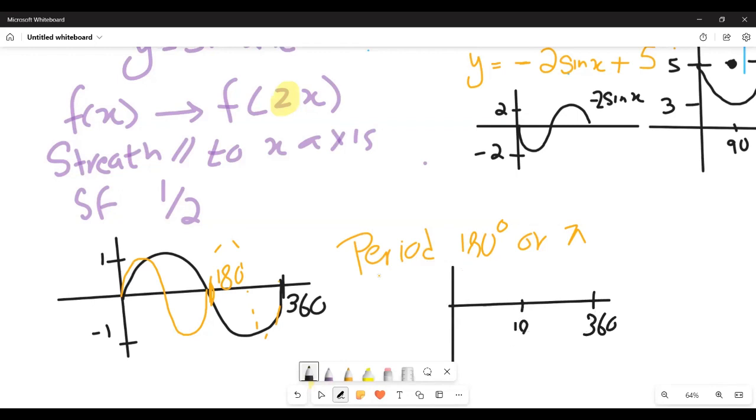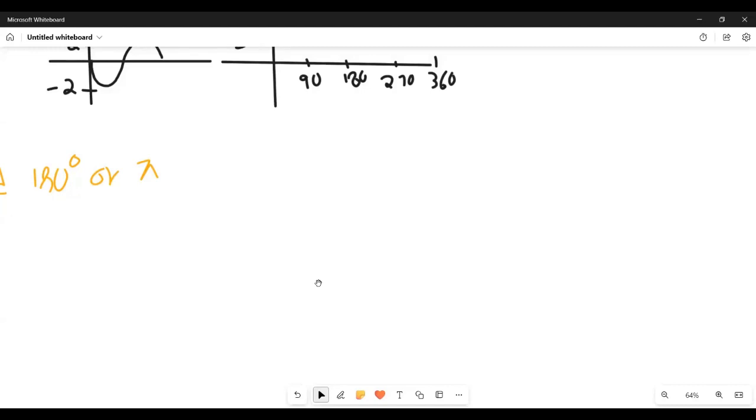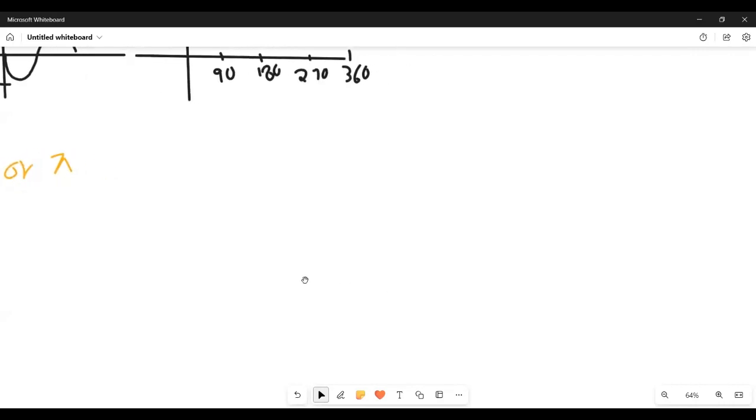Okay. While we're at it, let's also discuss the graph for sine half x. Okay, I got disconnected. Back now. We're back.